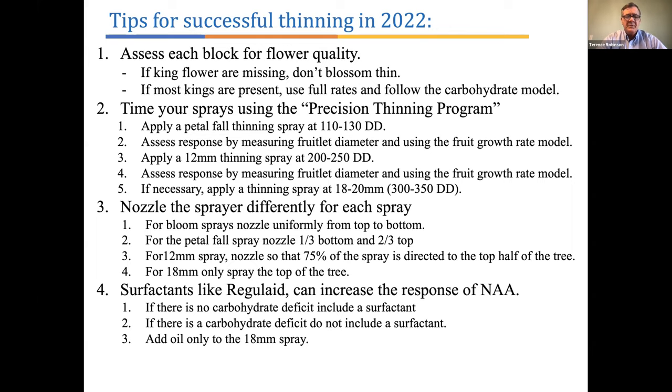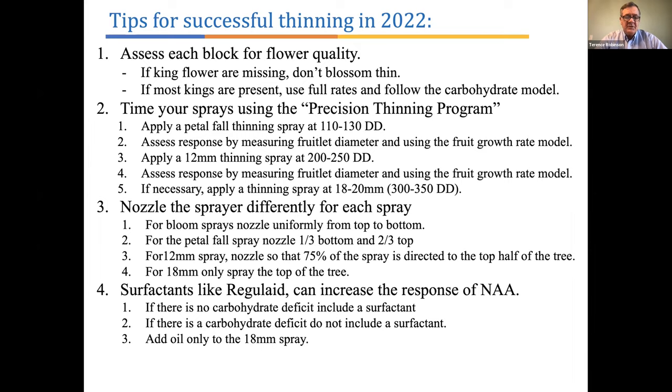But for the hormone type sprays at petal fall, 10 millimeters and 18 millimeters, we tend to always overthin the bottom. So we start adjusting the amount of chemical applied to the different parts of the tree. At petal fall, I like to nozzle it with only 1/3 of the spray chemical hitting the bottom half of the tree and 2/3 directed towards the top of the tree. But once we get to the 12 millimeter spray, I nozzle it even differently, where almost all the spray is in the top, very little in the bottom. And if we spray ever at the 18 millimeters, I spray only the top of the tree.